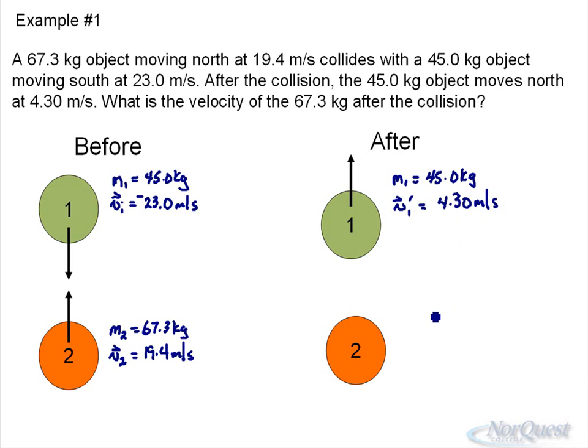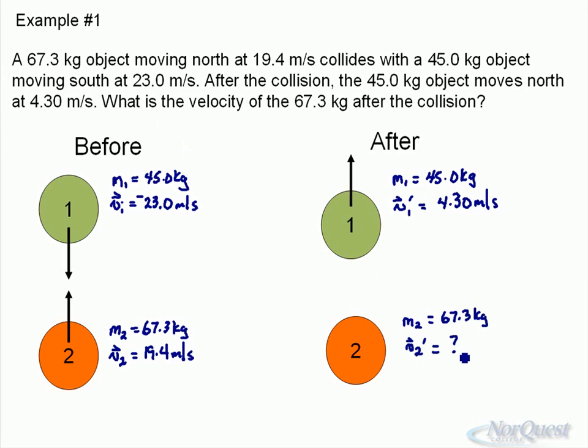Object 2, the mass is the same, 67.3 kilograms. The velocity, what we're looking for, this is really what we're trying to solve in this question. Velocity 2 after is our unknown. So there's our setup of our information.